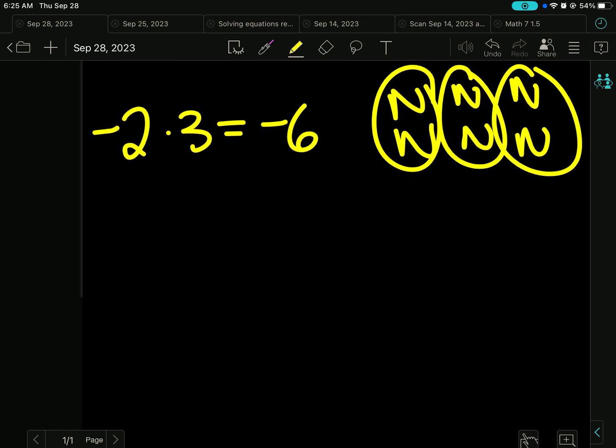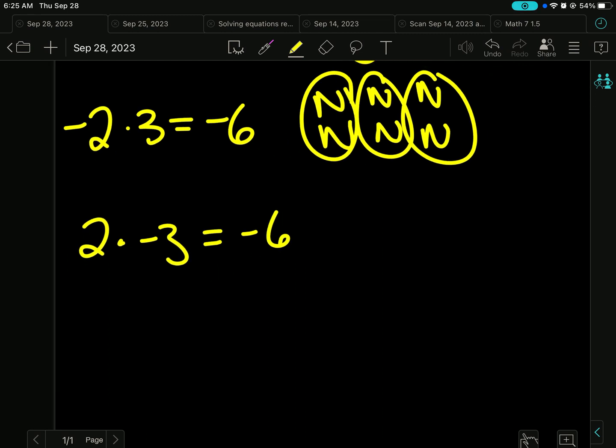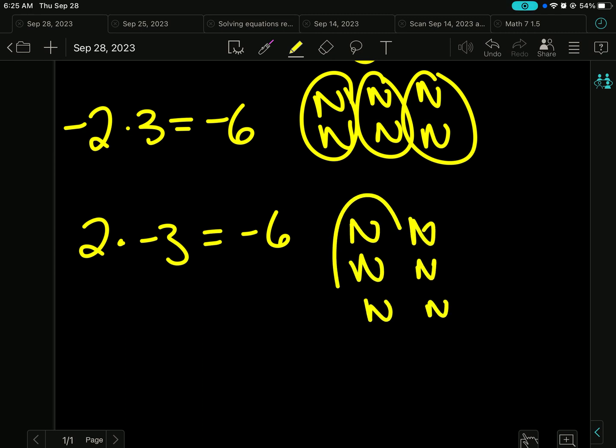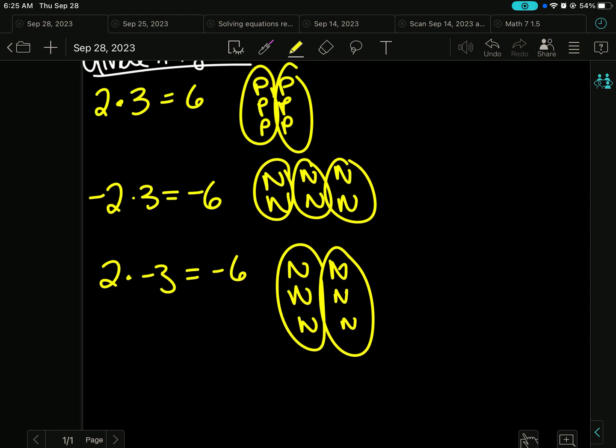Okay? We could do the same as if we have 2 times negative 3. That's also negative 6. Okay? And again, we could write this as we have 2 groups of 3 n's. Okay? Which means we have 6 n's, which is why we get the answer of negative 6. Okay? Now those 3 are all pretty simple and are very easy to explain. Now the next one is where things get a little tricky.